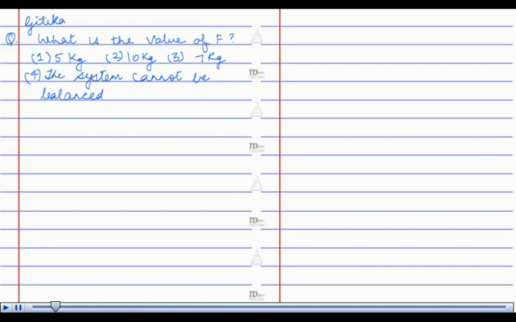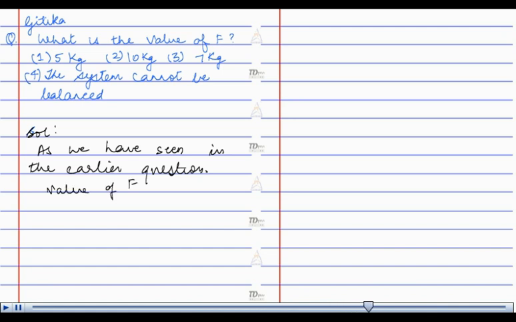Hello, I am Gitika. The question is, what is the value of F? Solution. As we have seen in the earlier question, value of F is 5. Therefore, from options, answer is option number 1. Thank you.